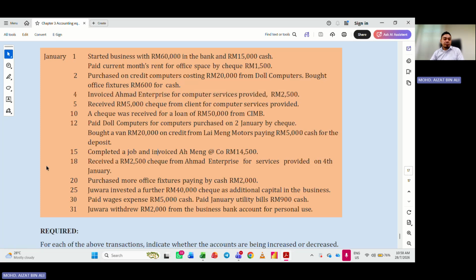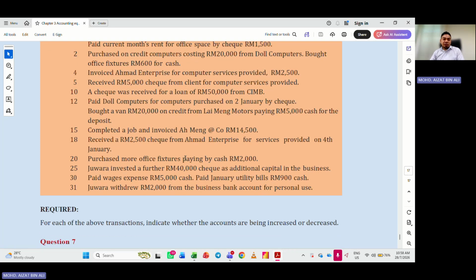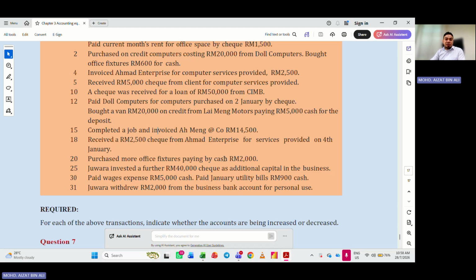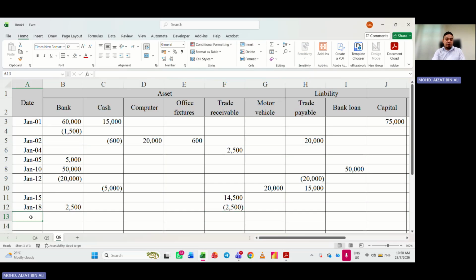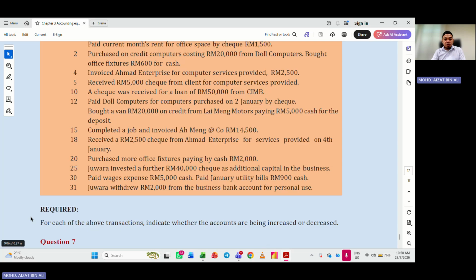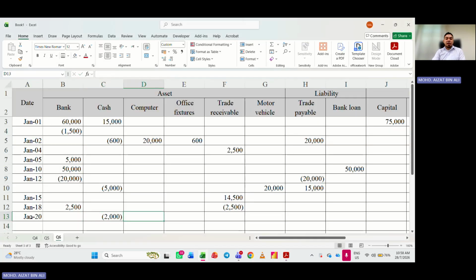Next. Purchase more office fixtures paying by cash, 2,000 ringgit. So what happens to our office fixtures? Increases, right? Because we purchase, so now we have more office fixtures. So we have to add office fixtures. And at the same time, we paid by cash. What happened to our cash? Decreases. So 20th January, our cash decreases by 2,000 ringgit, and at the same time, office fixtures increase by 2,000 ringgit.